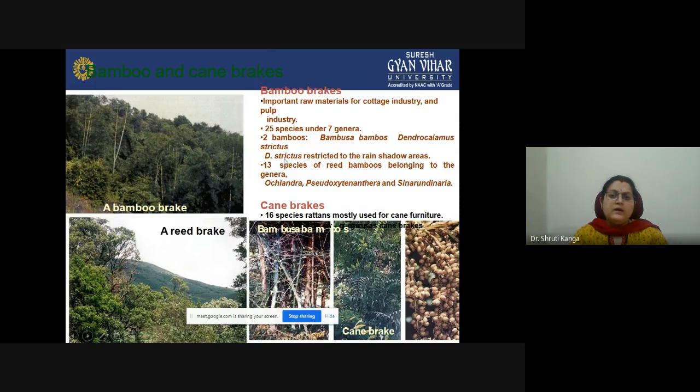Okay, then the restricted rain shadow areas are there. Then species of reed bamboos belonging to the genera, and then the cane brakes have 16 species mostly used for cane furniture.